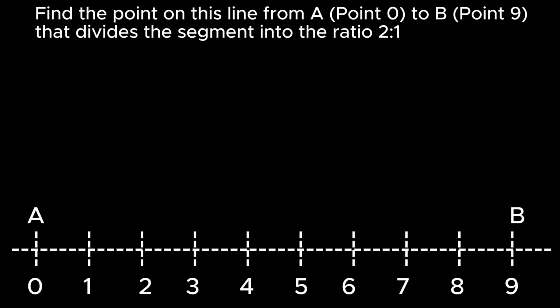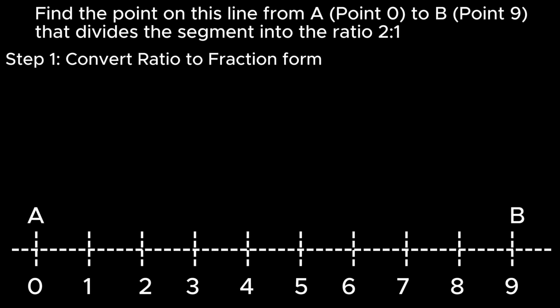Say we have this one-dimensional line from A to B, where A is 0 and B is 9, and you want to find the point that divides this line segment into the ratio 2 to 1. Your first step is to convert the ratio to a fraction. Because a ratio of 2 to 1 is two parts to one part, there are three total parts.